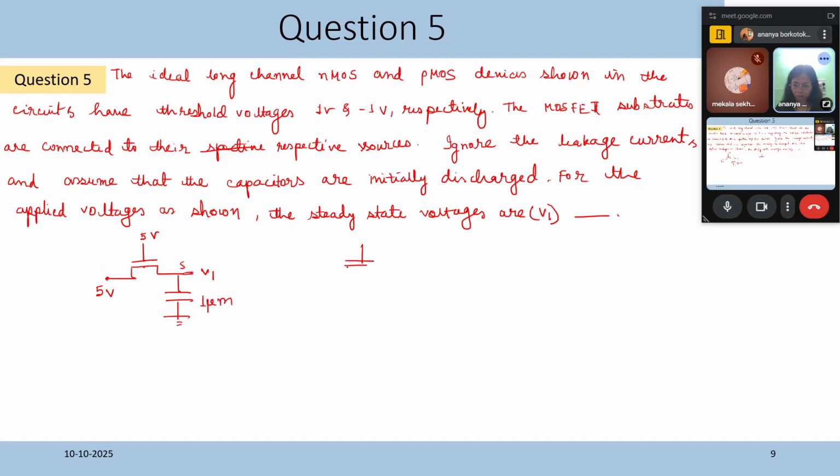And I have this PMOS. Gate is minus 5 volt. This is 5 volt. In the question it is not indicated as source, but we know that this is the source because this is PMOS, and this is the voltage here. Again it is connected to this capacitor, which is 1 microfarad. So this is NMOS, this is PMOS. So we have to calculate V1.